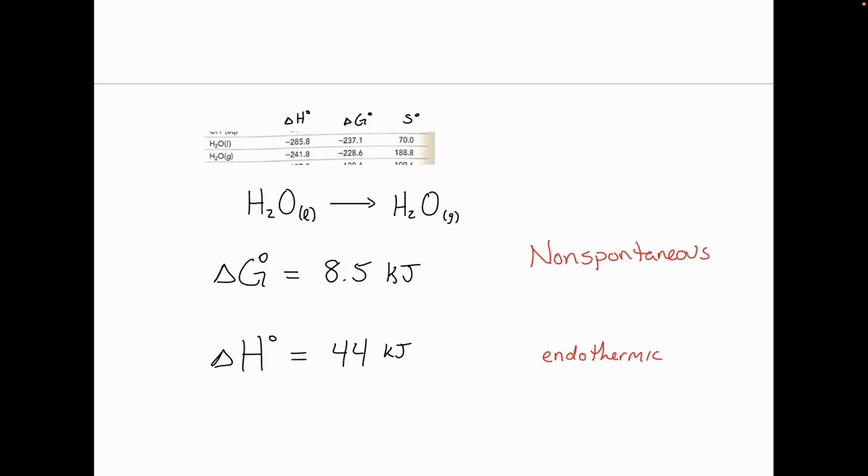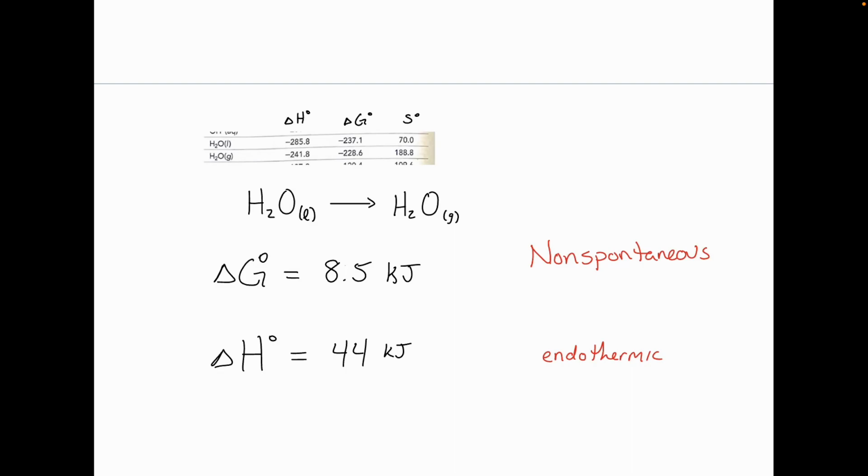So we're going to pick up where we left off last time. We were able to use our constants page, our table of all that thermodynamic data. We looked at this particular reaction, the vaporization of water, being converted from liquid water to steam. And we used our table to figure out what the delta G of this reaction was.